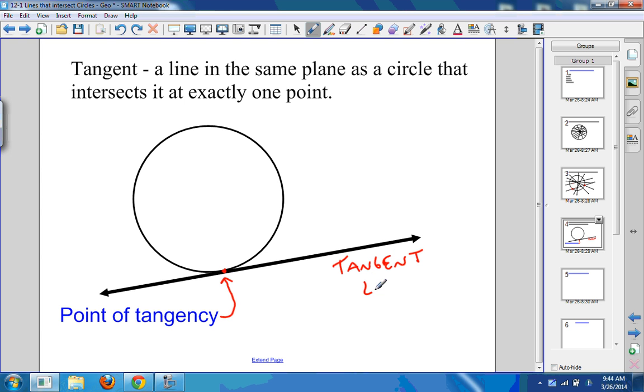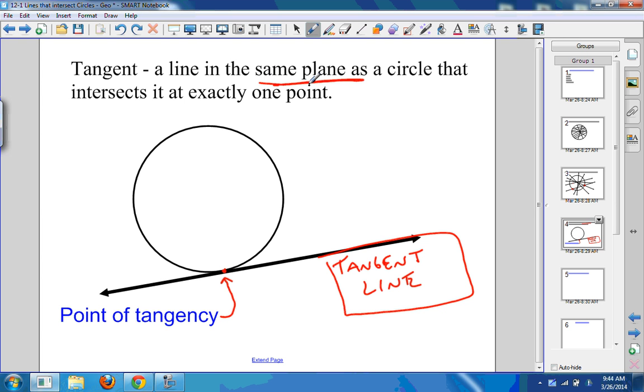Tangent lines are very important, actually. About a whole semester of your 12th grade calculus, we'll be working with these tangent lines. You'll find it a very important thing to know, so it's good you learn it right now. So a tangent line is a line in the same plane as a circle that intersects it at exactly 1 point. I think you understand it intersects at exactly 1 point.